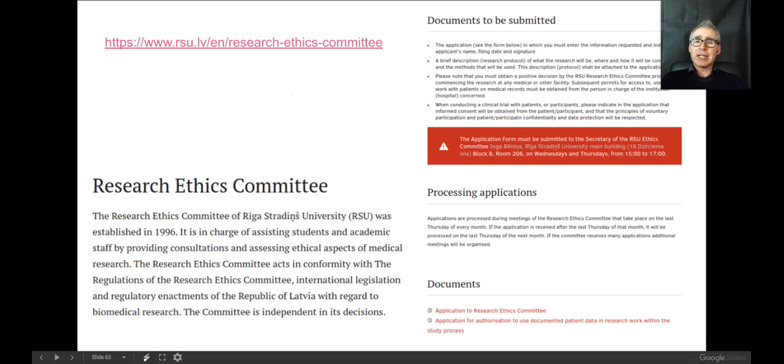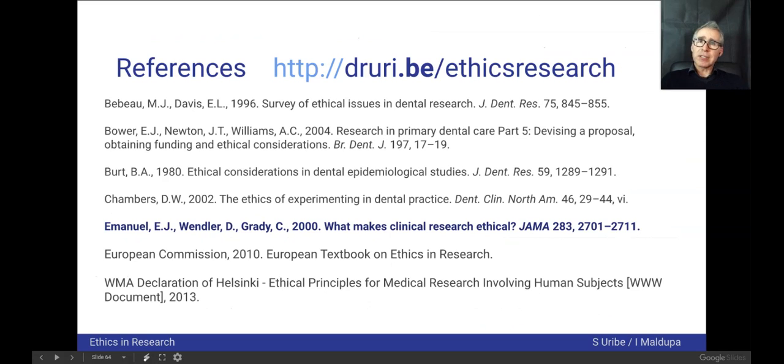So here's the link for the information about the ethics committee of the Riga Stradins University. In this case, all research which is done by students or professors or any academics or any person related to the university should apply to this committee. On the web page, there is information about all required documentation and some special forms. So here are the references, and you can download from the link.